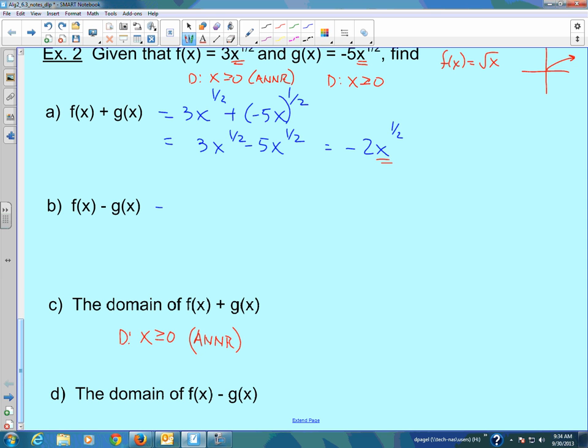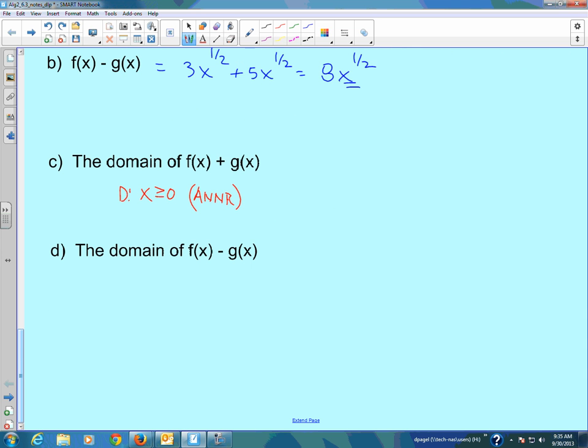What happens when we subtract them? Well, then we get 3x to the 1/2. We're going to subtract a negative 5, which means we add. And we get 8x to the 1/2. So once again, we have a square root function. So domain would be the same. X's must be greater than or equal to 0, or a in R. I don't need you to do both. Just use either the notation a in R or x is greater than or equal to 0 in this case.